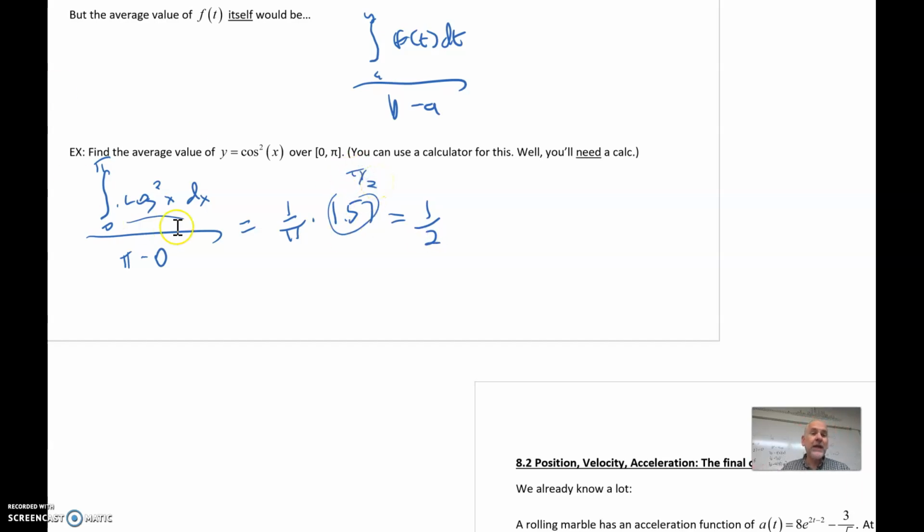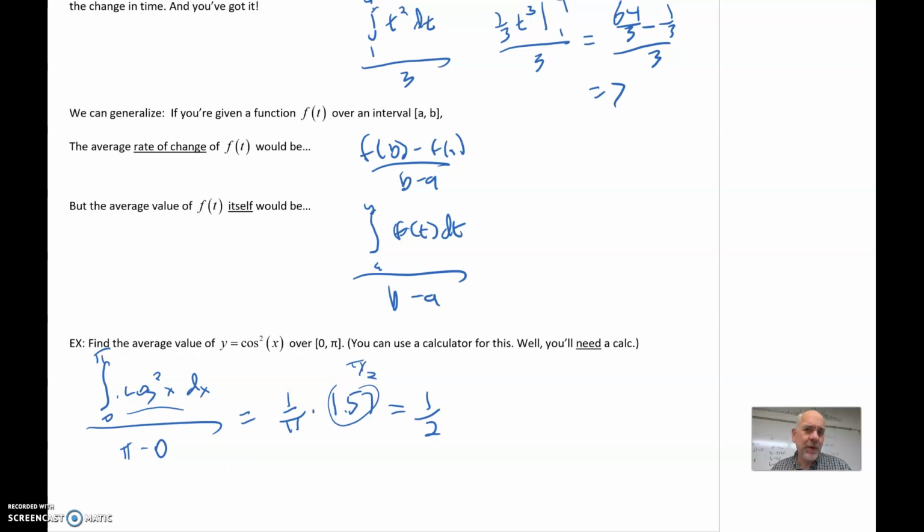Now we don't know why, because we can't integrate this by hand right at this point, because we don't know how to integrate that thing. But we can use the calculator for it. Right? So that's the average value function. That's what 8.1 is about.